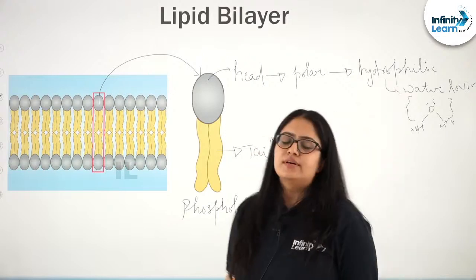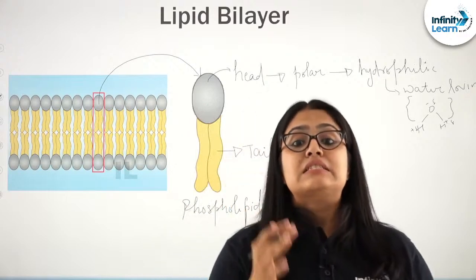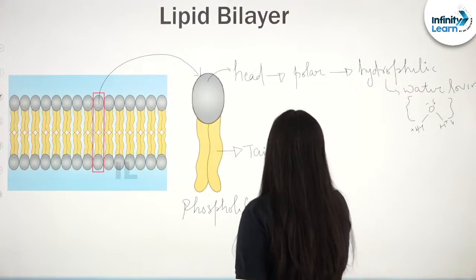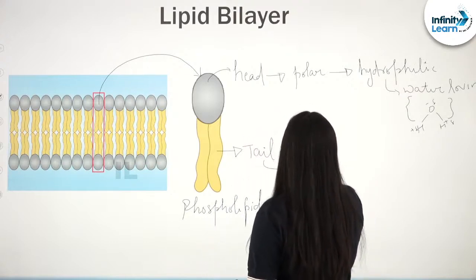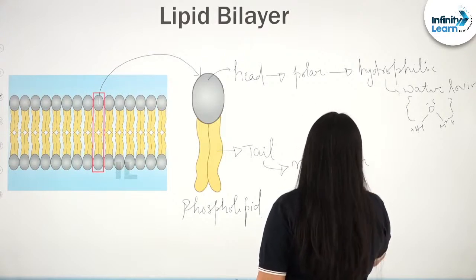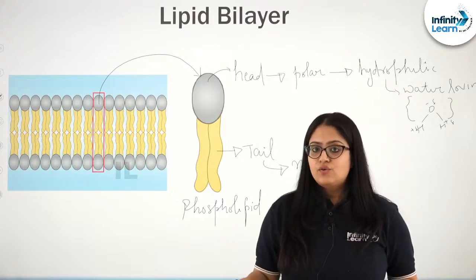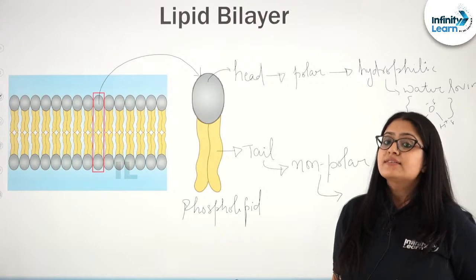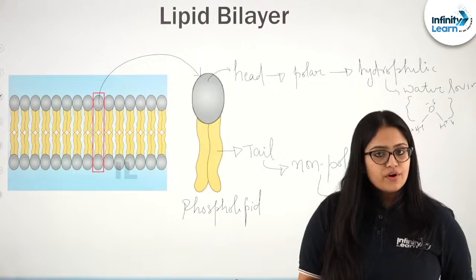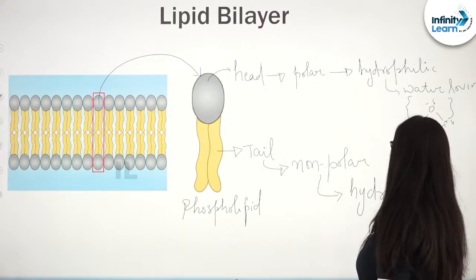Now let us talk about the tail, right? The chemical nature of the tail is just opposite to that. The chemical nature of the tail is non-polar. And when I say it is non-polar, that means it is not water-like, right? So it repels water. The nature is opposite to the nature of water, right? So how is it termed? It is termed as hydrophobic.